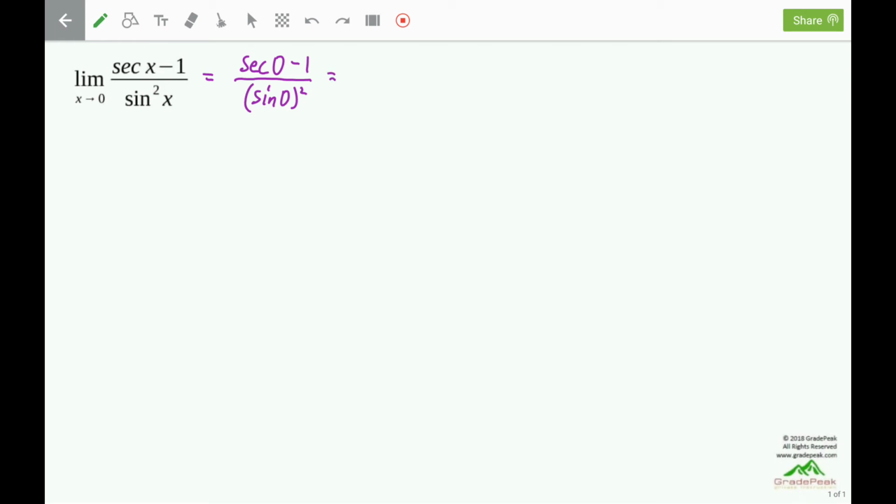Now the secant of 0 is 1 over the cosine of 0, which is a 1. 1 over 1 is a 1. Minus 1 over the sine of 0, which is a 0, squared. 1 minus 1 is 0. 0 squared is also 0. And we have the 0 over 0 indeterminate form.